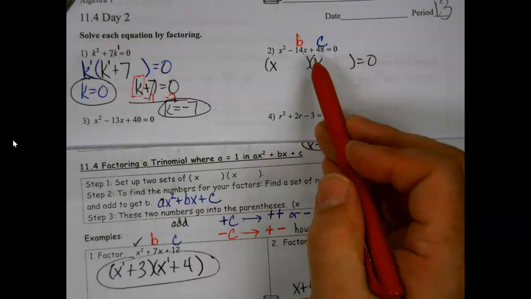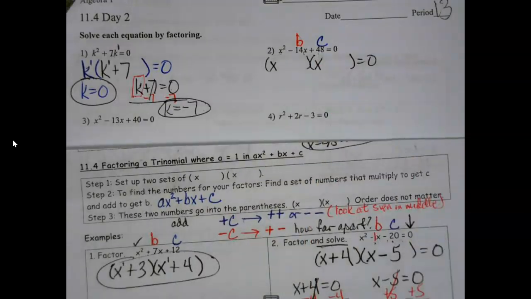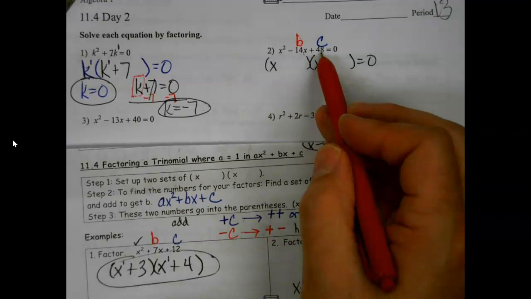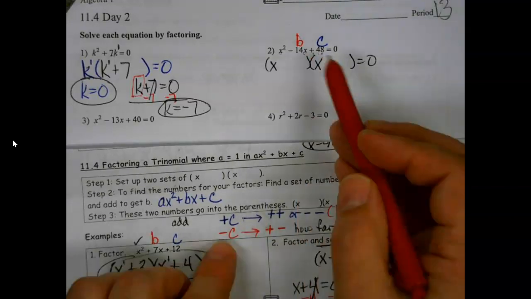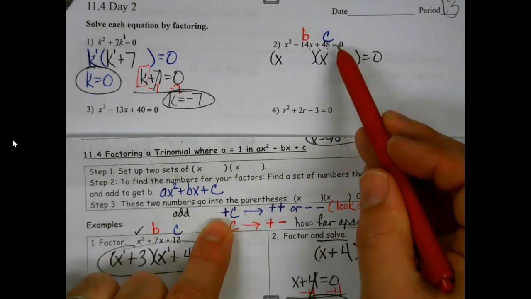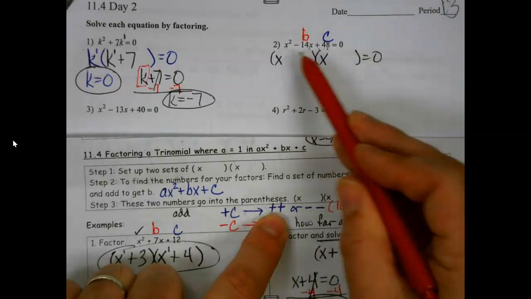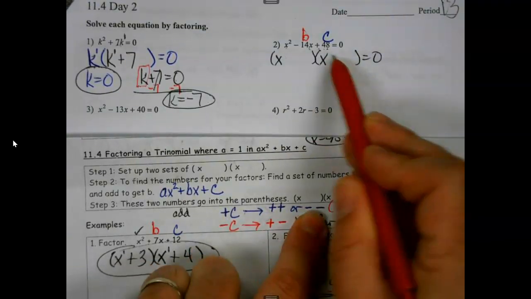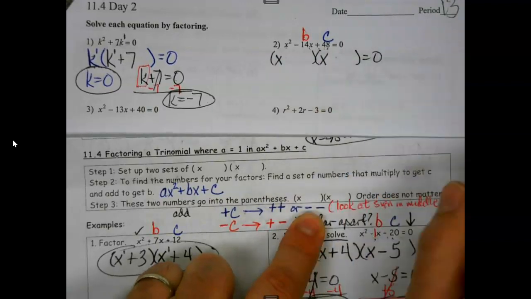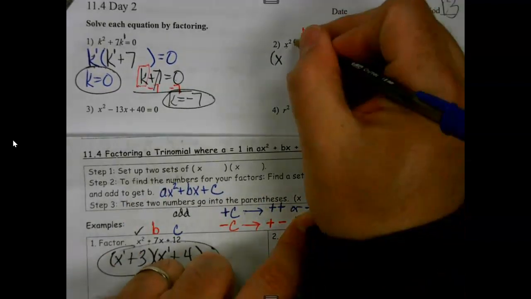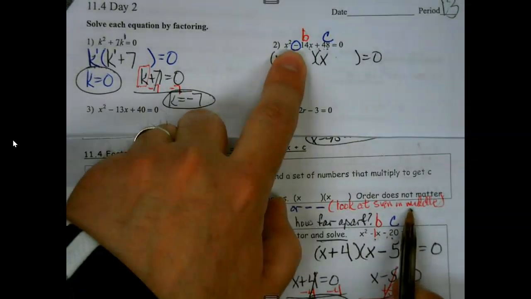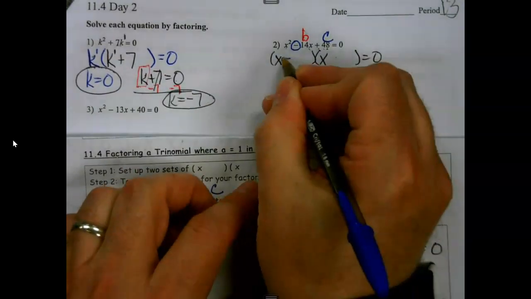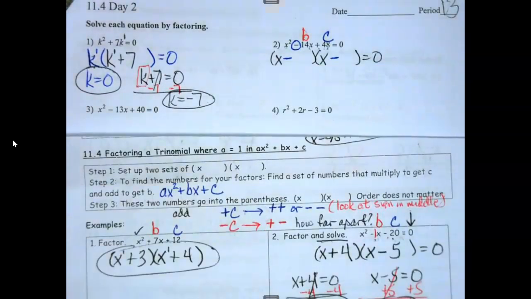A we are not concerned with, at least at this point. We will a little later in the unit. So here, 48. Now, before I even bother with the 48 part, the plus in front. If your C value is positive, both of these are going to be plus, or both of them are going to be minus. The way I find out is by looking at the sign in the middle, which is minus. So these are both going to be minus.